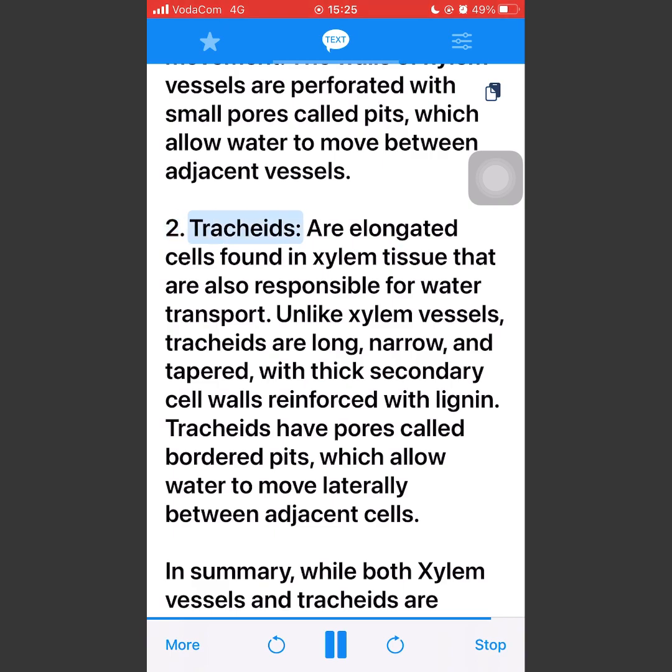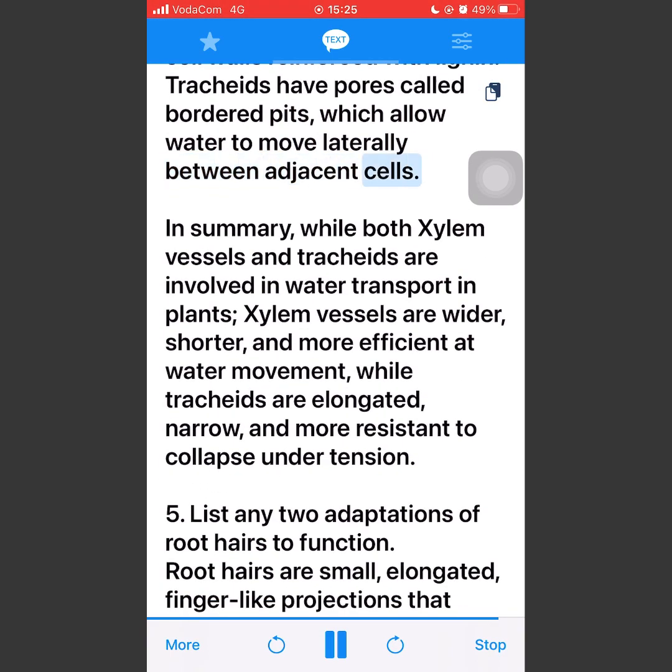2. Tracheids are elongated cells found in xylem tissue that are also responsible for water transport. Unlike xylem vessels, tracheids are long, narrow, and tapered, with thick secondary cell walls reinforced with lignin. Tracheids have pores called bordered pits, which allow water to move laterally between adjacent cells. In summary, while both xylem vessels and tracheids are involved in water transport in plants, xylem vessels are wider, shorter, and more efficient at water movement, while tracheids are elongated, narrow, and more resistant to collapse under tension.